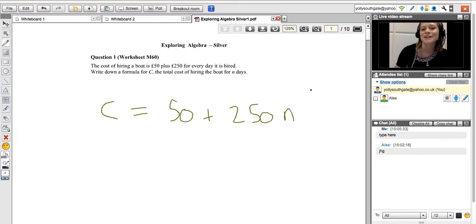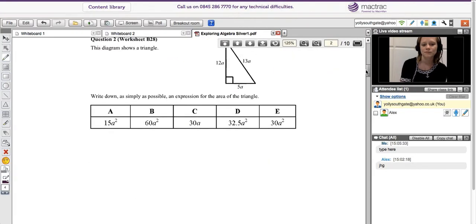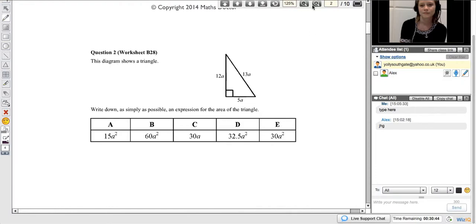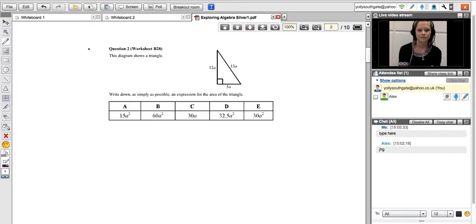Good. So yeah, I think you pretty much could do that one. You just need more practice on those sorts of formula questions, maybe. Okay. Will you read out this next question for me? The diagram shows a triangle. Write down as simply as possible an expression for the area of the triangle. Can you make a start?